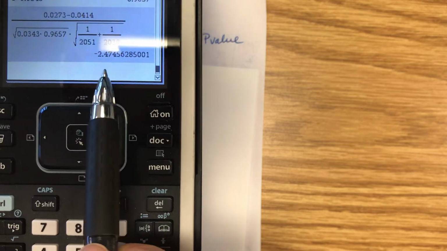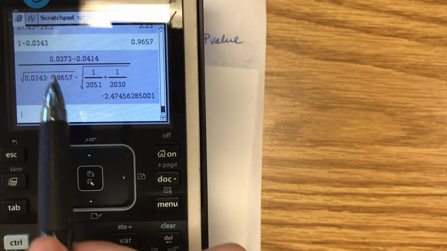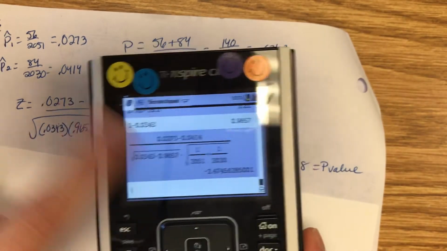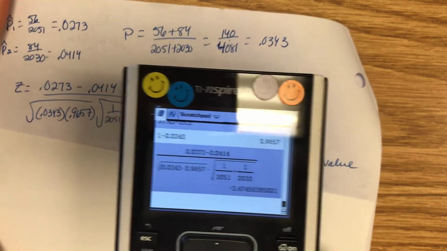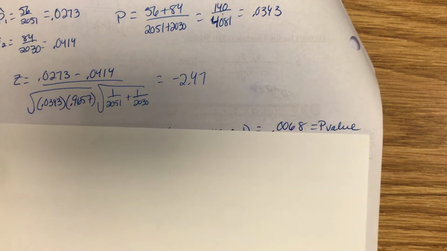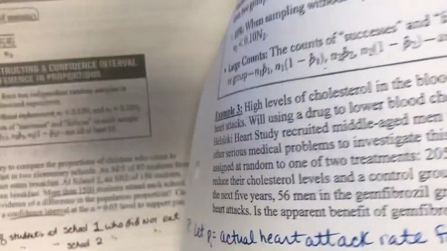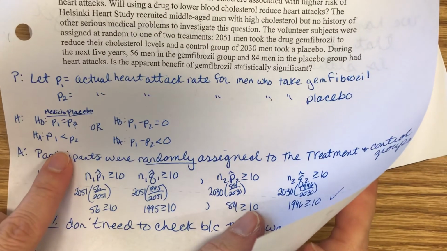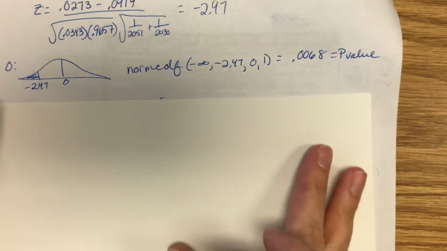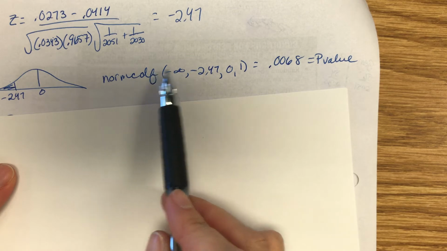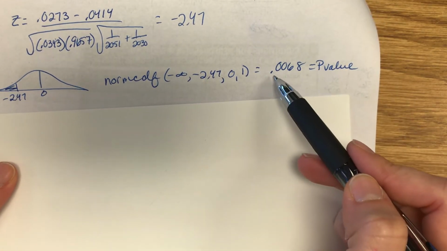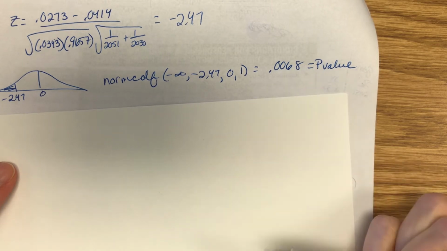And here's my test statistic. This looks like this. That's a good way to do checks and balances: did you type it in properly? So here's my negative 2.47. That's my test statistic. If we go back to our hypothesis, it was less than, which means left tail. So if you've got a left-tailed test, you're going to use norm CDF of negative infinity to negative 2.47. When you throw that in your calculator, you're going to get a p-value of 0.0068.